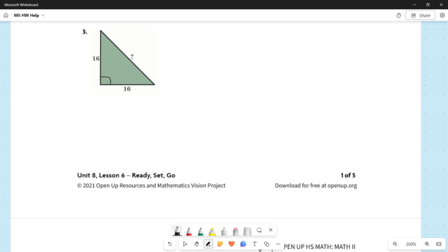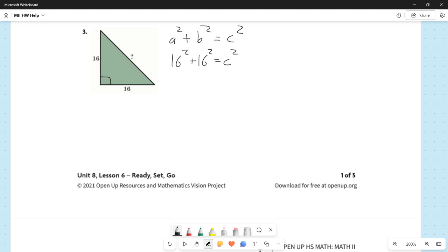So again, the Pythagorean theorem says that the sum of the squares of the legs of a right triangle is equal to the square of the hypotenuse. Now in this situation, we actually don't know the hypotenuse. We're solving for that. So that means that our legs are both 16. So both A and B are 16. And we're solving for C. We may as well leave C there.